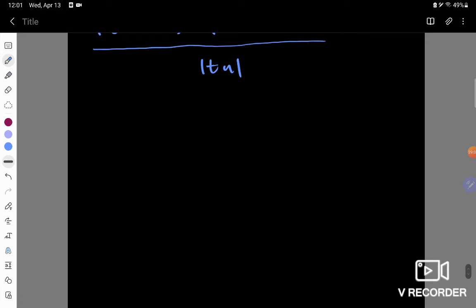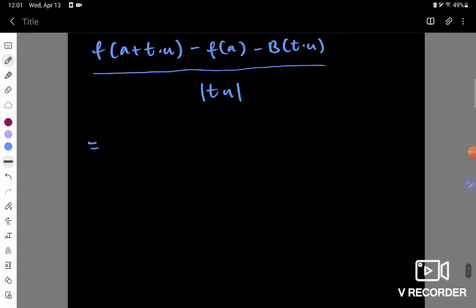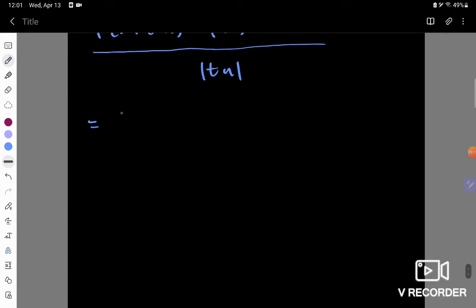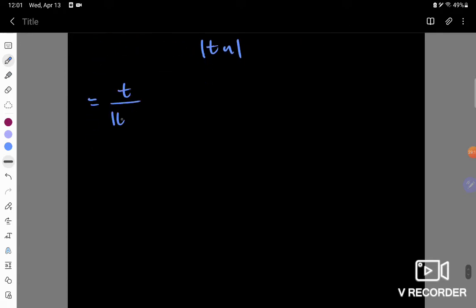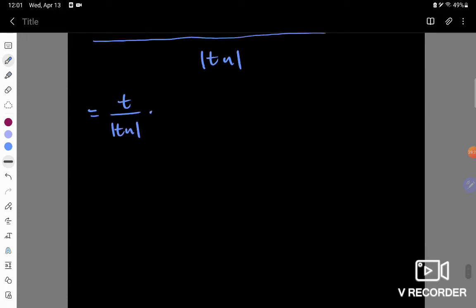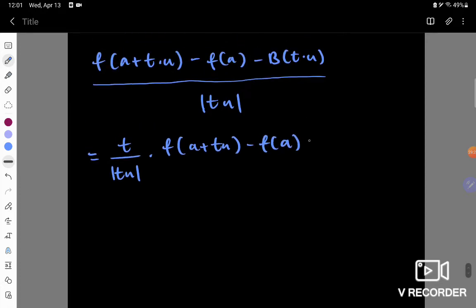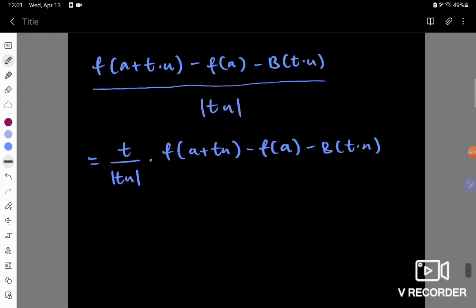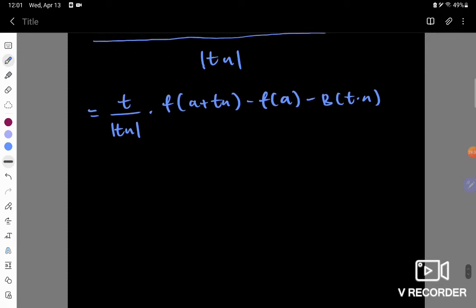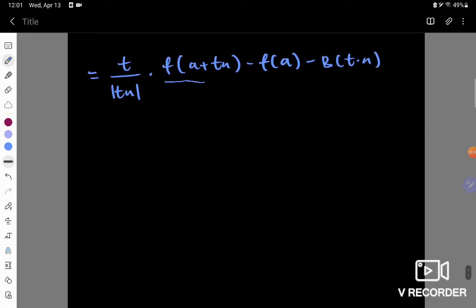We just set up some logical equations that follow here. t over t times u, and we multiply by top and bottom. So t over t u, and we just take f of a plus t u minus f of a, I'll just curl up for greater clarity here, minus b of t times u. Since we've brought out this factor of t, we want to divide the numerator by t, because that's just an equivalent expression. So we are happy with this, and we're perfectly fine.